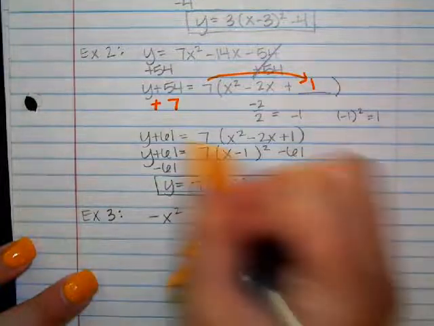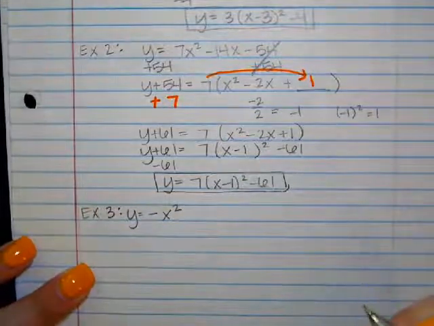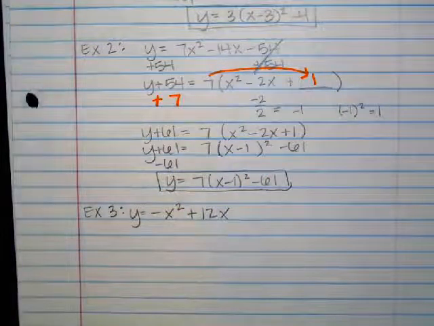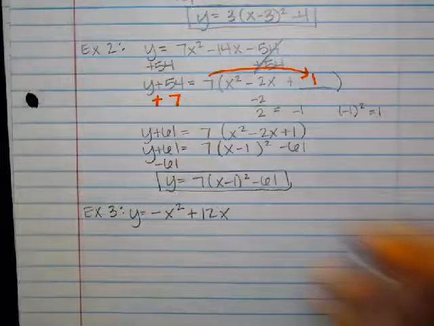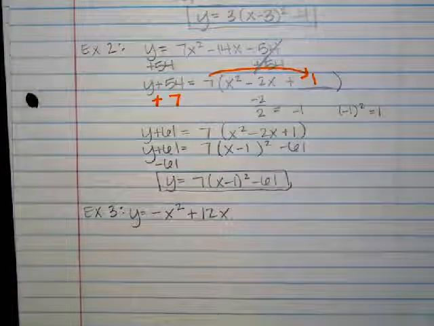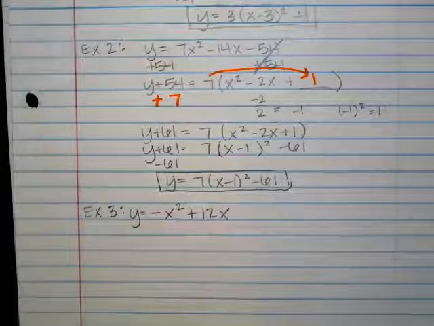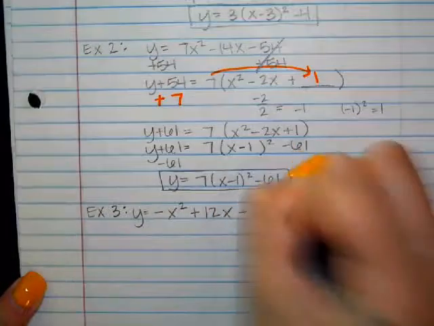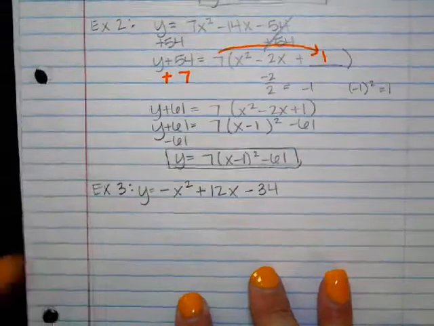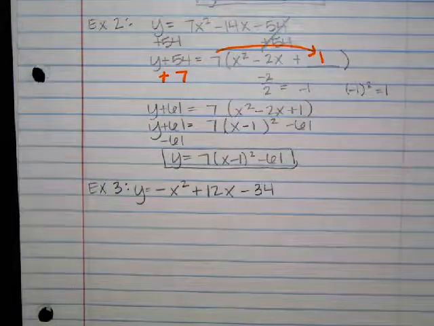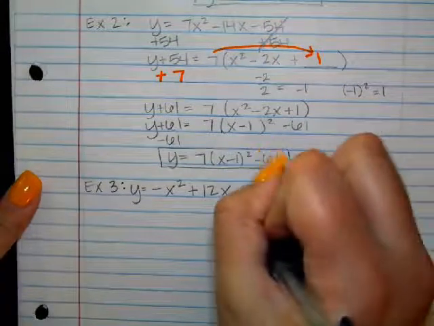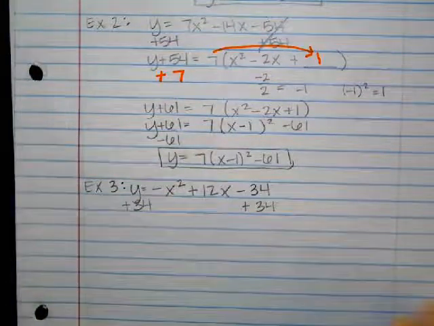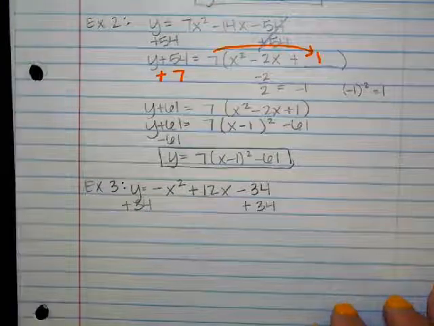Y equals negative x squared plus 12x minus 34. All right. So what is our first step? Add 34. Okay. So we got y plus 34.